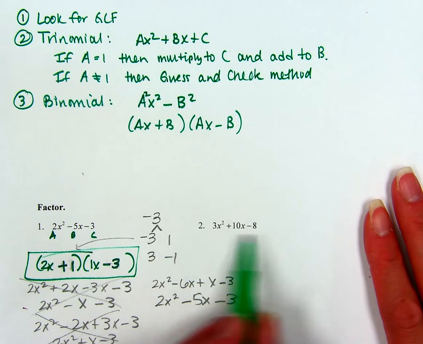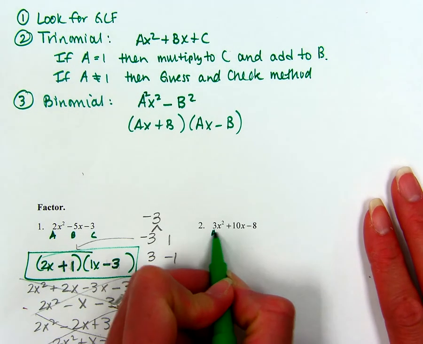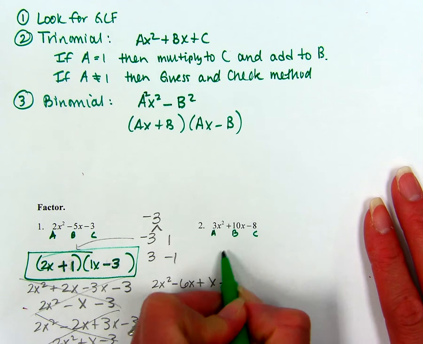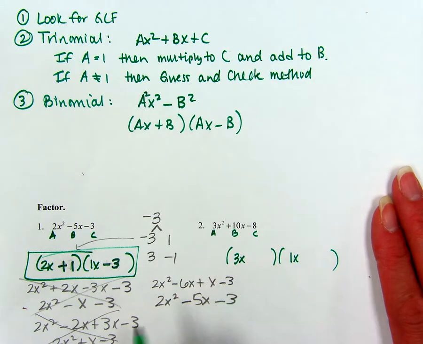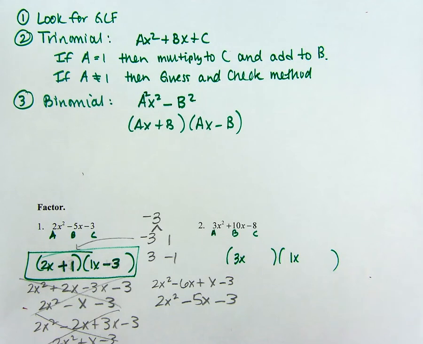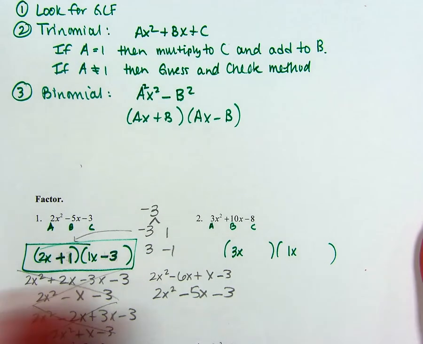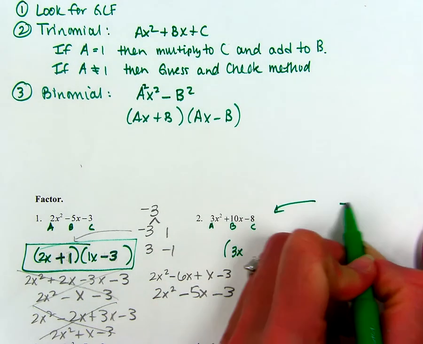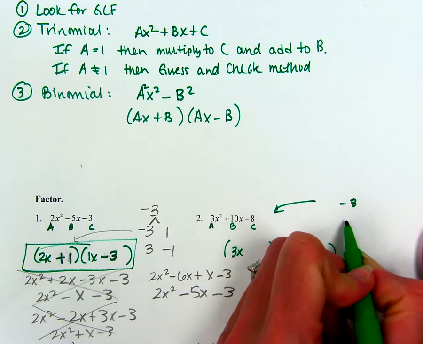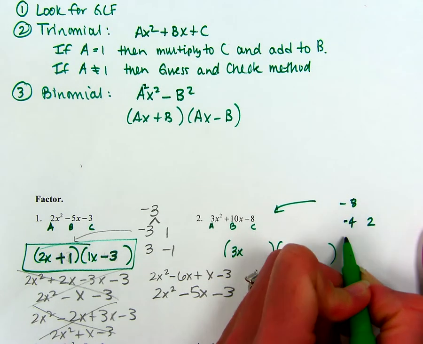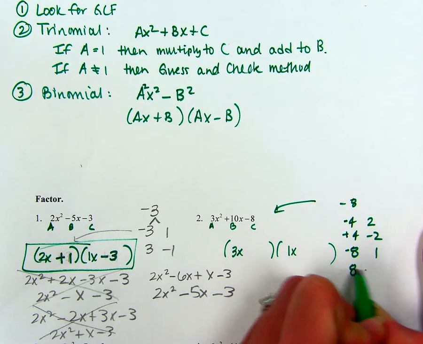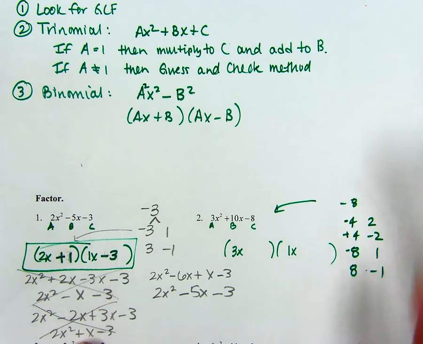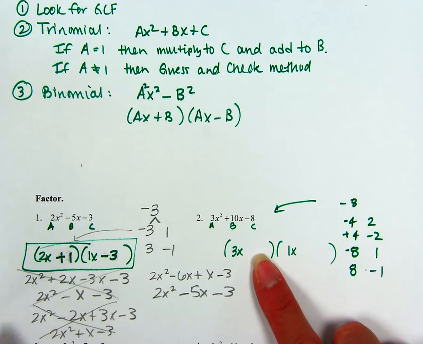There's nothing that they can divide into. So I know that if we look at my A term, I know that it has to be 3x and 1x. Right? It could be negative 3 and negative 1, but we said don't think of negatives in front. All right, so now I've got different numbers that I can multiply to negative 8. We have negative 4, positive 2, positive 4, negative 2, negative 8 and 1, or 8 and negative 1. All right, so we're just going to try a combination.